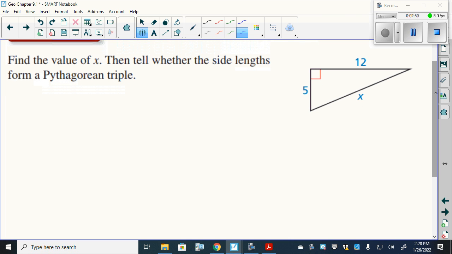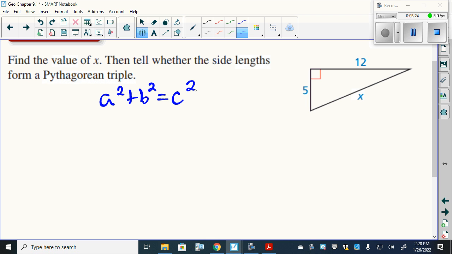So what we're going to start off with is finding the missing side length of a triangle and determining whether or not it's a Pythagorean triple. So when we look at this, we have side lengths 5 and 12, and we want to find the length of x. We're going to be using the Pythagorean theorem: a squared plus b squared is equal to c squared. And c is always going to be the hypotenuse, and the hypotenuse is the longest side length in the triangle.